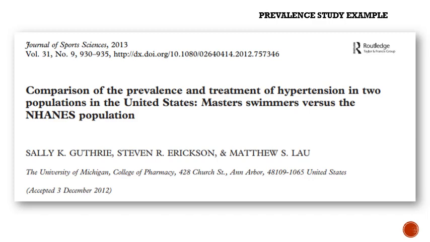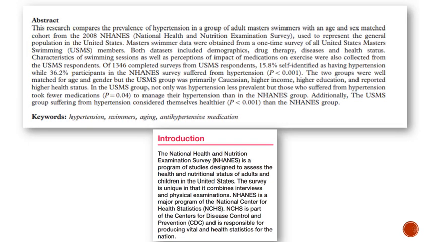It says it right in the title. So, looking at the prevalence and treatment of hypertension in two populations in the United States, masters swimmers versus the NHANES population, and that's defined later in the article. So the NHANES population was a cohort that answered questions related to the National Health and Nutrition Examination Survey.